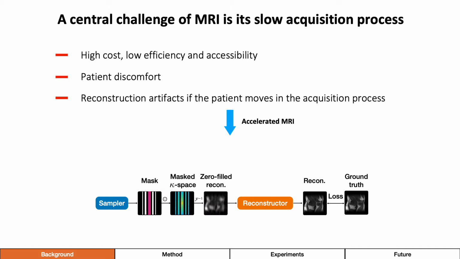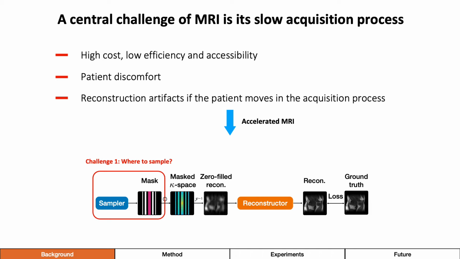Two challenges arise in this subsampling scenario. One is around the sampler. Which parts of the K-space do we want to measure? Since different structures in the image show up in different frequencies, the sampler needs to sample one set of measurements over the other to accurately reconstruct different types of images.